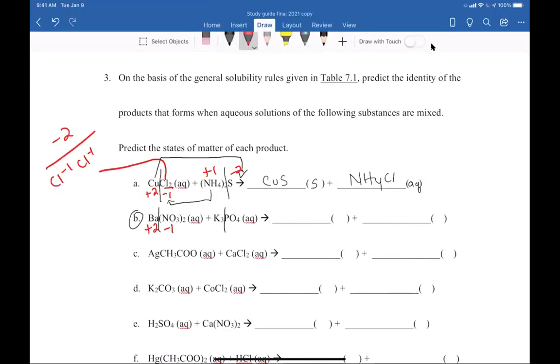Okay, what is the charge of K? +1. What is the charge of PO4? -3. Okay, remember, it's outer, outer, inner, inner. So Ba is going to mix with PO4. Ba is +2. PO4 is -3.